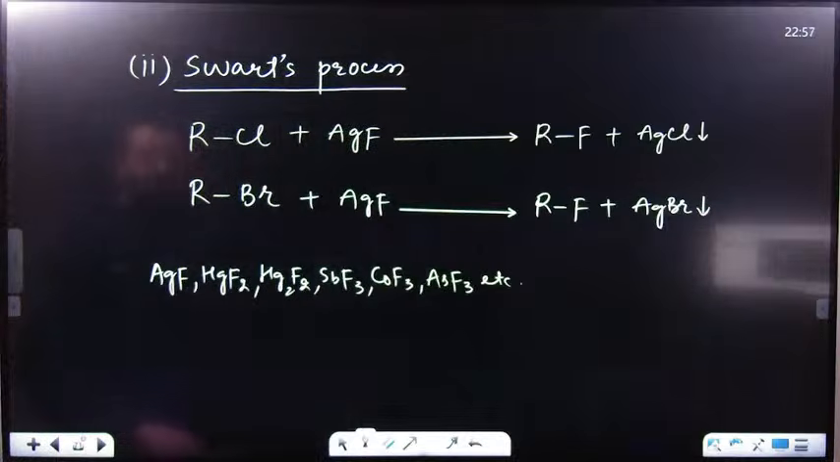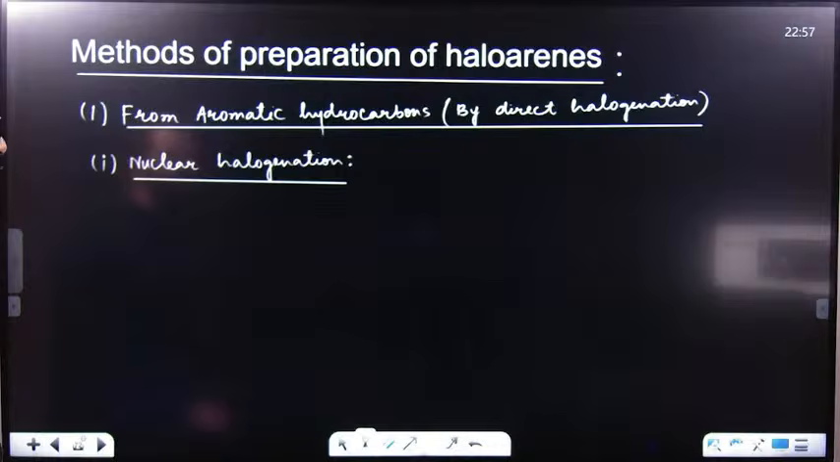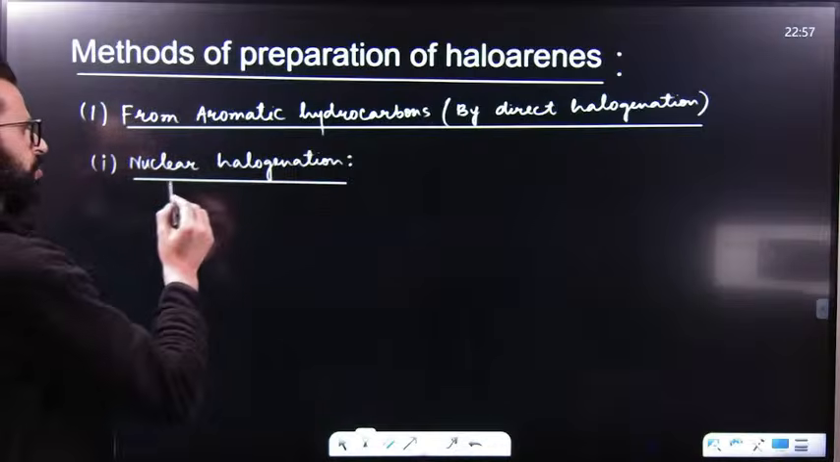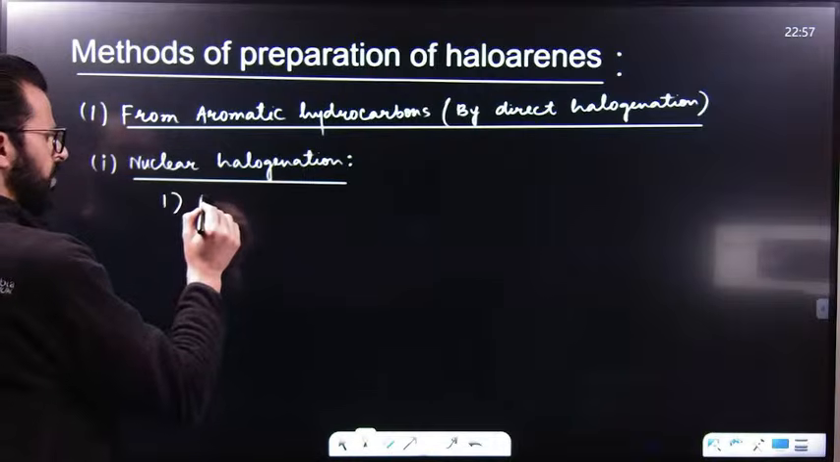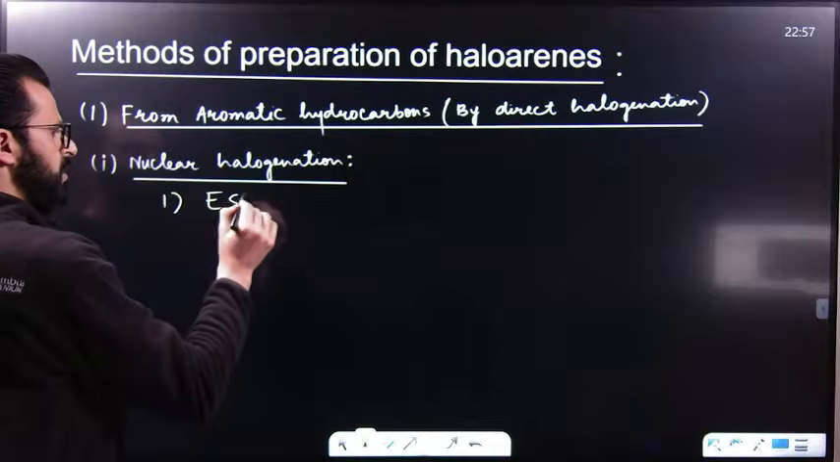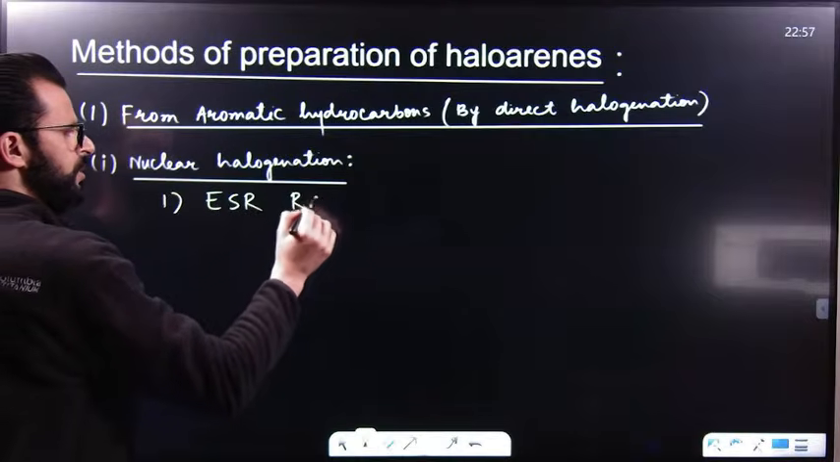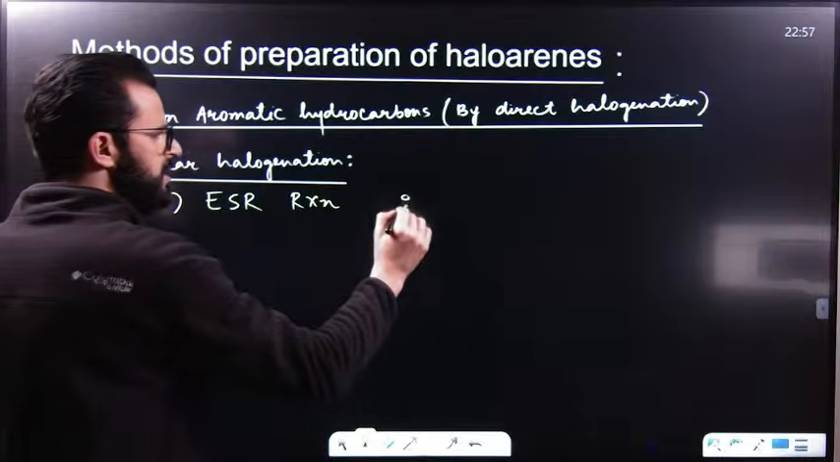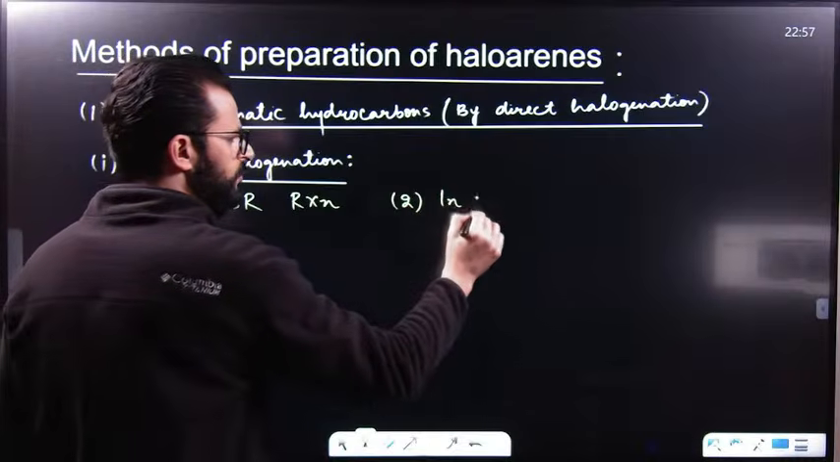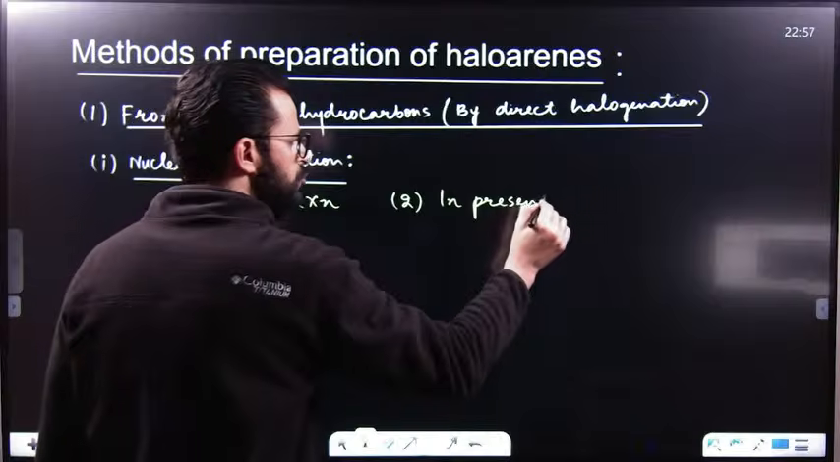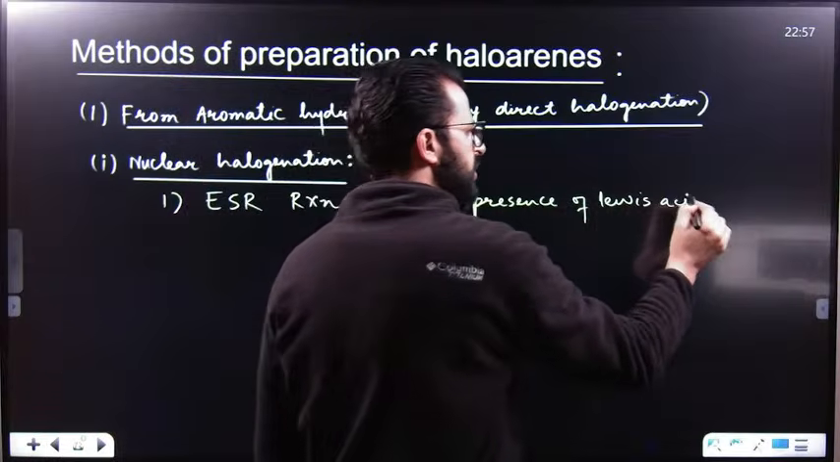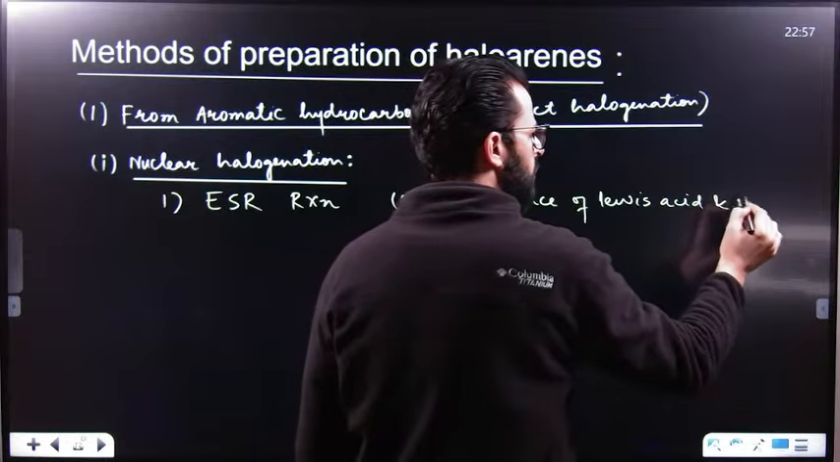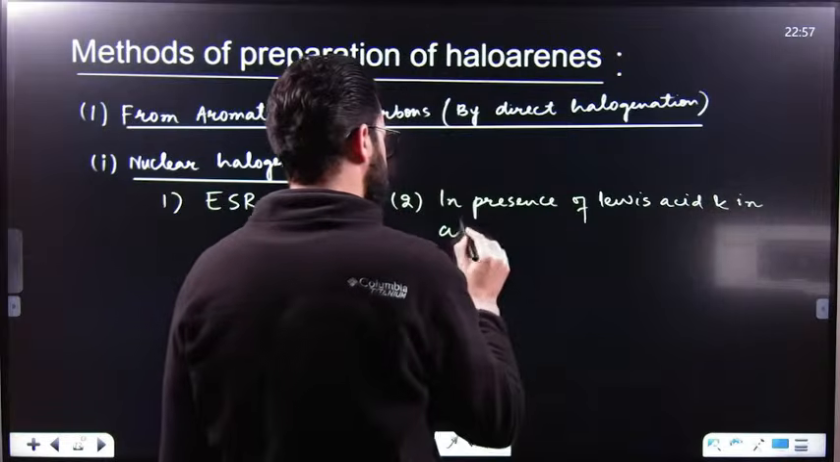Now, after that, we have methods of preparation of haloarenes. Number one is from aromatic hydrocarbon by direct halogenation. First is nuclear halogenation. Remember, this is an example of an ESR reaction, electrophilic substitution reaction. Second, this reaction takes place in presence of a Lewis acid, and in absence of light.